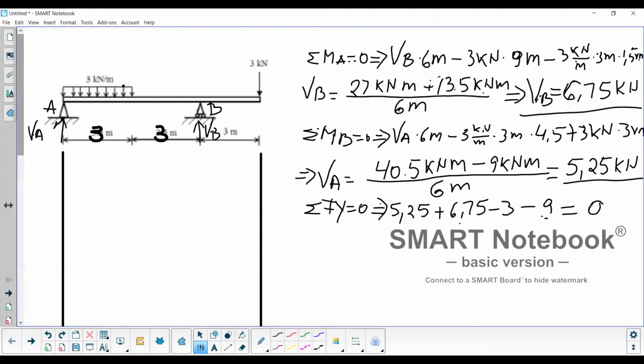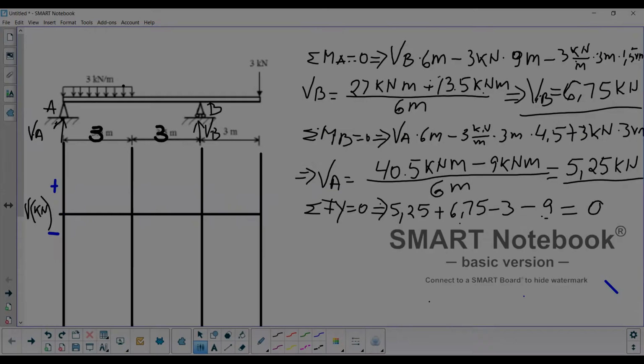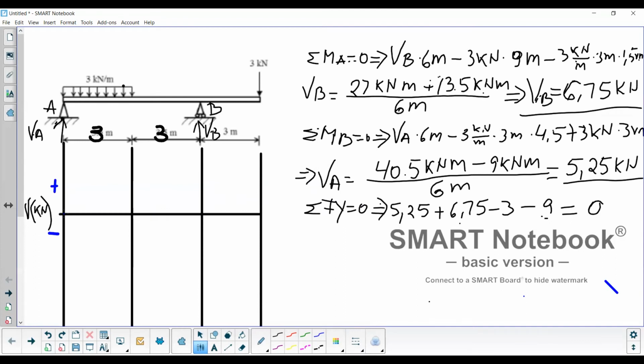Now let's go ahead and draw our shear moment diagram. We'll start with the shear. We start at 0 and we go up with VA, which is, let me see if I can write the VA value here, 5.25, and VB value I will write it up here, 6.75. So starting at 0 we go up. You can see our VA goes up, and the value of that is 5.25.